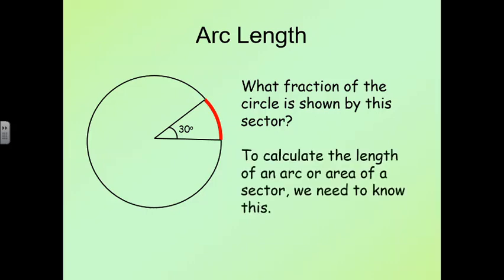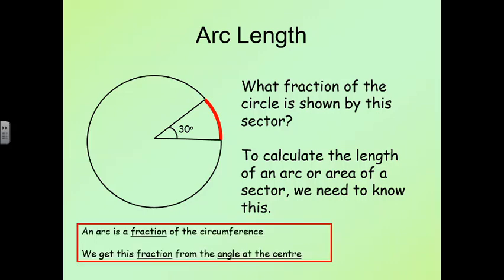Now, we use this information to calculate the arc length because that arc is linked to that angle. It's linked to that fraction. Well, we can think about an arc as a fraction of the circumference. So our arc is a fraction of the circumference. Okay? And we get this fraction from the angle at the center. So here, our fraction for this arc length is going to be 30 over 360 degrees.